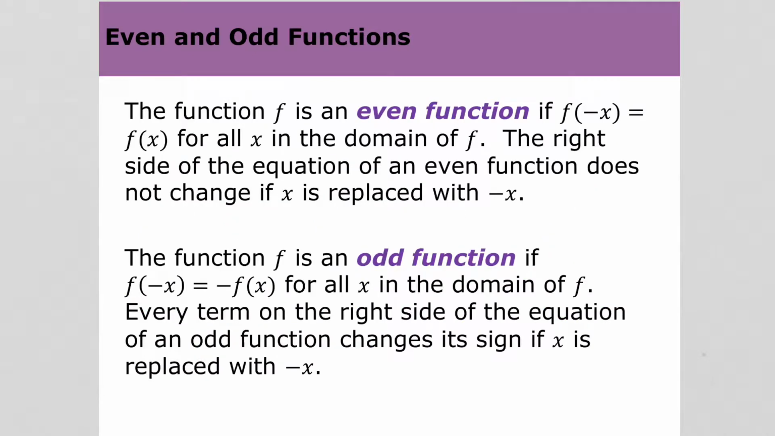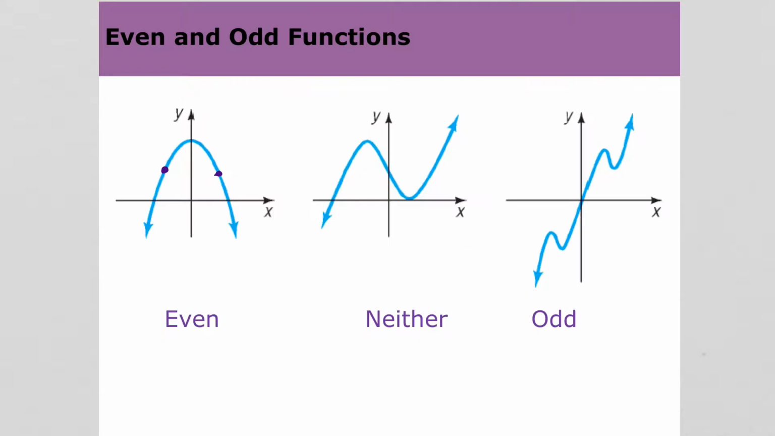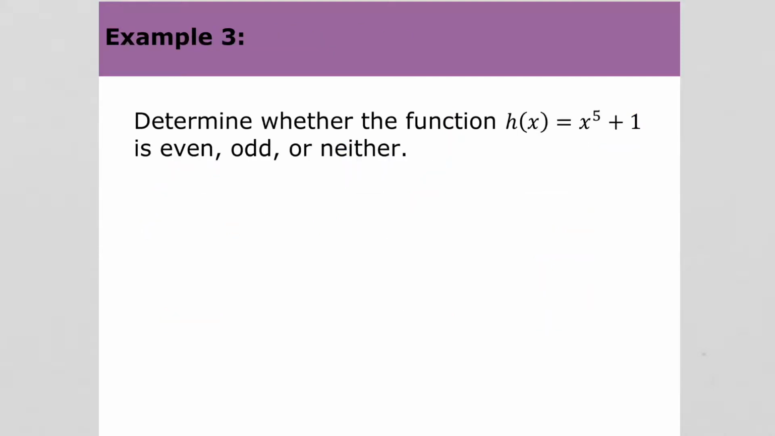An odd function, if f of -x is the same as negative f of x. What does an odd function look like? It looks like this last one here, where this point will flip down there. That's an odd function. So how do we figure this out algebraically?